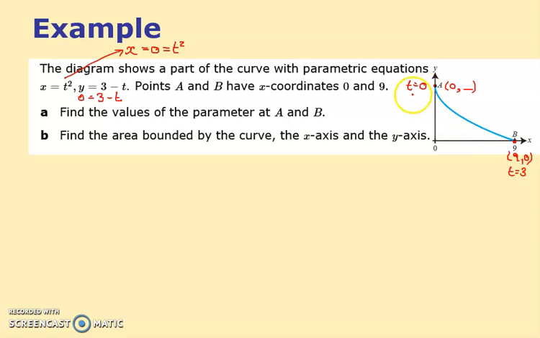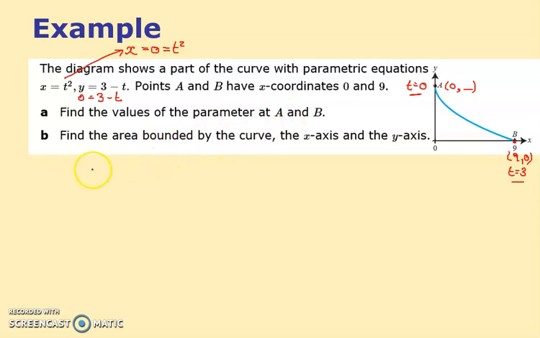So we get two values of t. Now just notice if I'd used the x equation there, which I could have done, there would have been two solutions, 3 or minus 3, and theoretically I wouldn't have known which one it was. So that's why I used the y value there. So I found the values of the parameter t at the points.